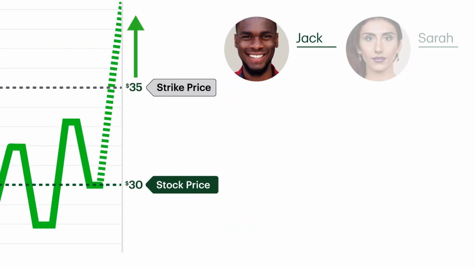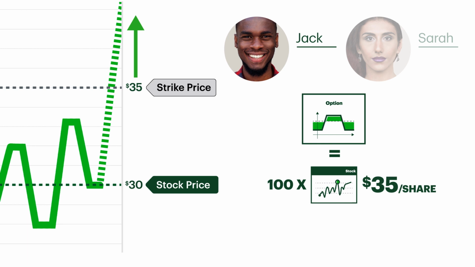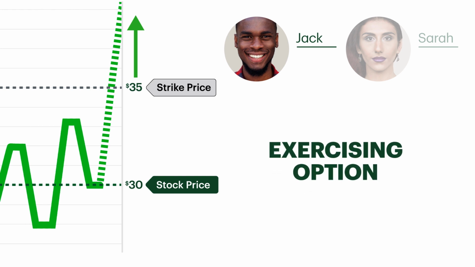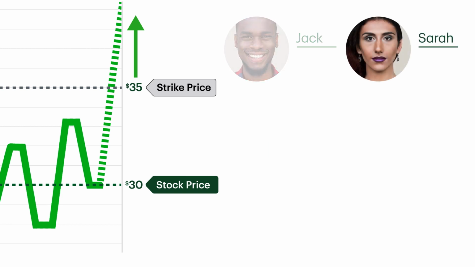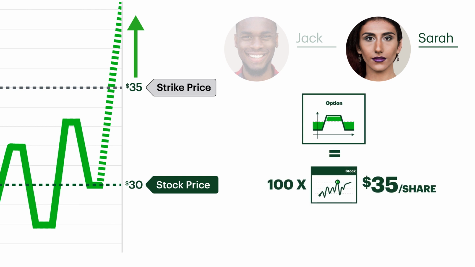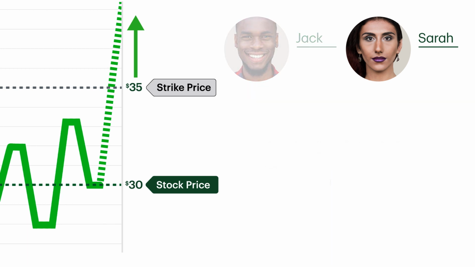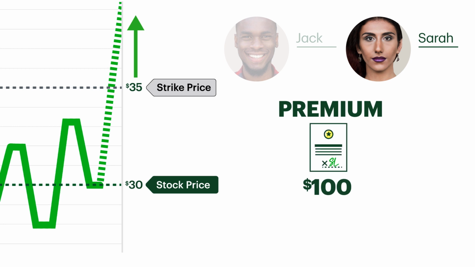Remember, Jack believes the stock's price will rise above $35, so he would want to buy this option. He wants the right to buy 100 shares at $35 per share from Sarah at any time before the option expires in 2 months. If Jack decides to do this, he is exercising his option, and he can choose to sell those shares at a higher price. Since Sarah sold the option, she's obligated to sell 100 shares of the stock at $35 per share to Jack if he chooses. This is referred to as assignment. Sarah gets to keep the premium she received regardless of what the stock does in the next 2 months.